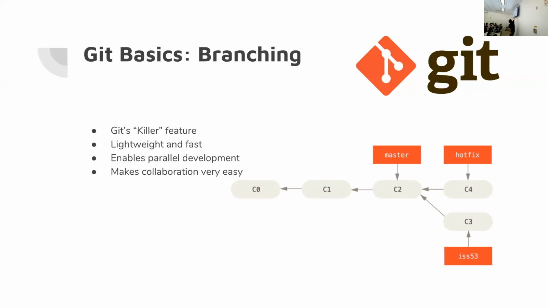So you can see that the master branch points to this commit, and someone's made a new branch and made a different commit. Someone has made a hotfix branch. That's a different commit. And you can see where these commits came from. They both came from this commit up here, but these two commits are separate from each other. So the person working on issue 53 and the person working on hotfix aren't interfering with each other at all.